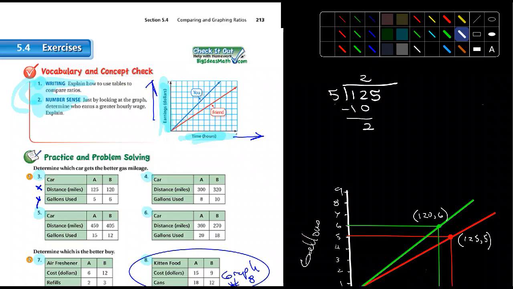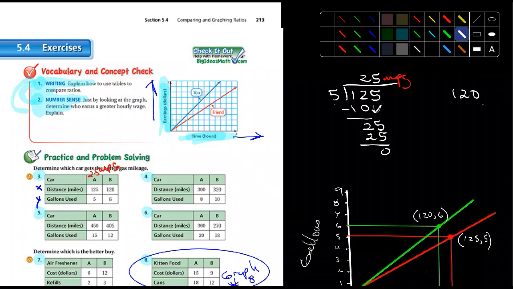There's 2 left over. What do we do with this 5? Bring it down. How many times does 5 go into 25? 5. So 25, nothing left over, okay? So car A is getting 25 miles to the gallon. 25 mpg, 25 miles to the gallon. Okay?